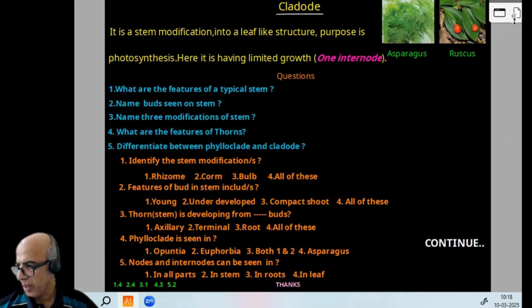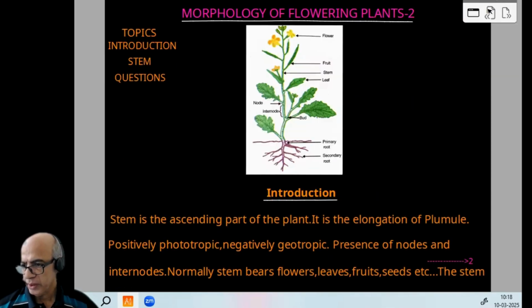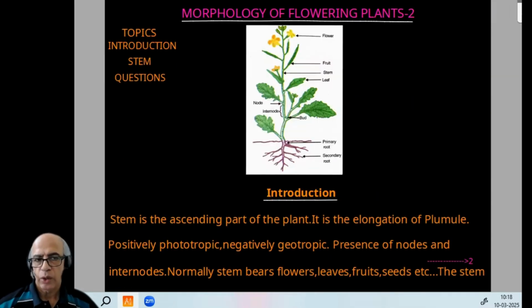So we can rewind what all we learned in this episode. First, morphology of flowering plants 2. Topics: introduction, stem, and questions. In this figure, we can find 2 areas: one above the soil, the other below the soil. That is the shoot system and root system. Here we concentrate on the shoot system; the root system we studied in the last episode. In the introduction: what is stem, where it arises, whether it is positively or negatively geotropic, phototropic, nodes, internodes, and what the stem bears.